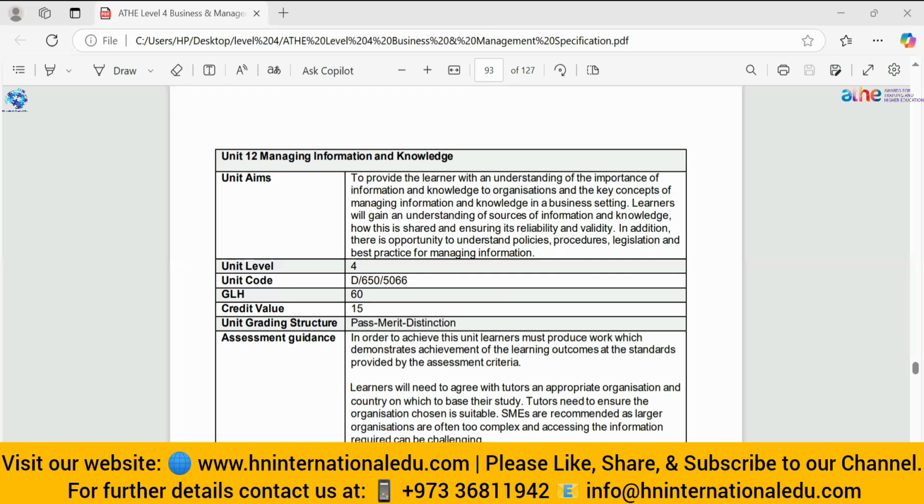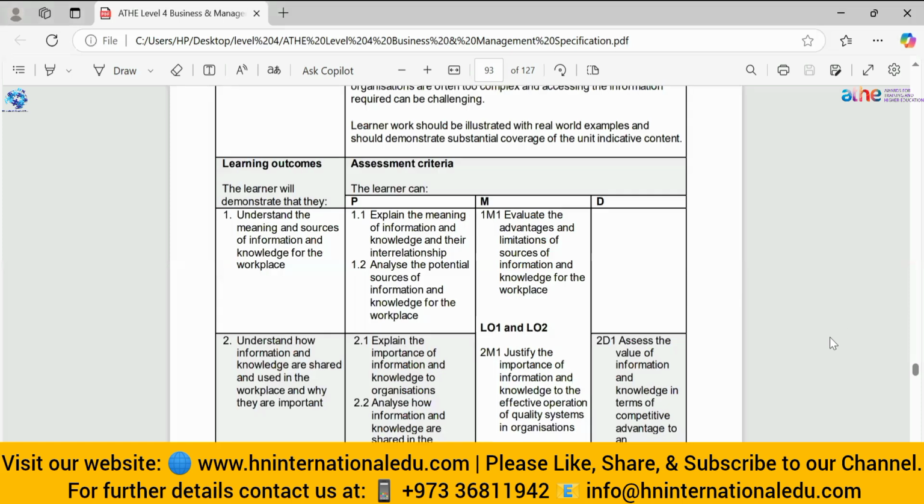In addition, there is the opportunity to understand policies, procedures, legislation, and best practice for managing information, just like regulations, legislation, compliance, that is laws and regulations, everything abided by the government and its agencies. We do have certain processes and methods which we have to follow to attain perfect knowledge and information to pursue the projects. And this is clear to you people that we have to only use a small medium enterprise as an example in your assignment brief.